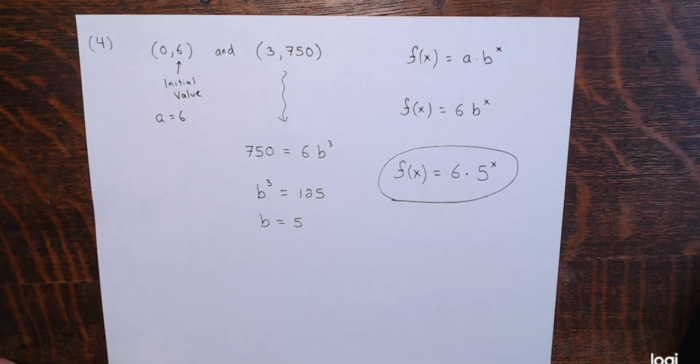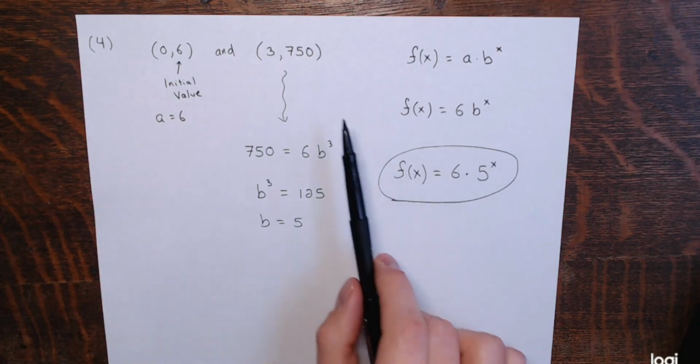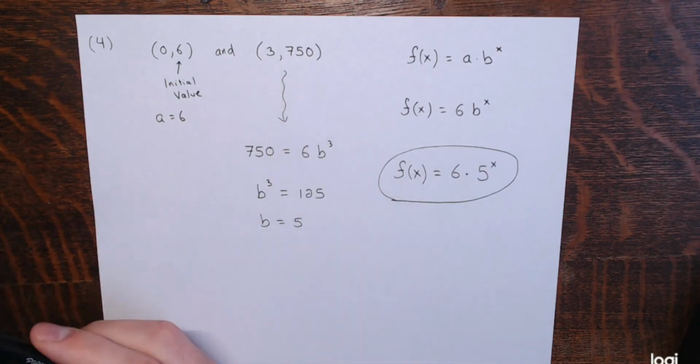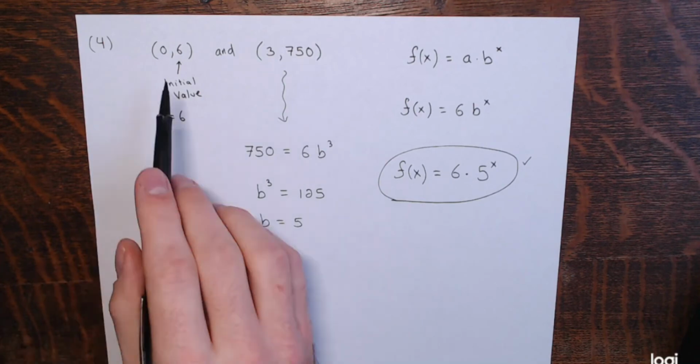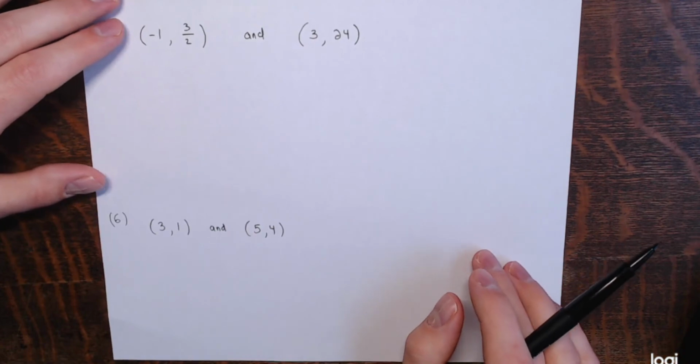And again, just verify, if you plug in 0, you'd get an output of 6. If you were to plug in 3, 6 times 5 cubed, 6 times 125, you'd get an output of 750. So that indeed does work. That is a valid exponential function with these 2 points on it. Alright, and I just got 2 more like this. That's, again, all you need to find a valid exponential function is 2 points.